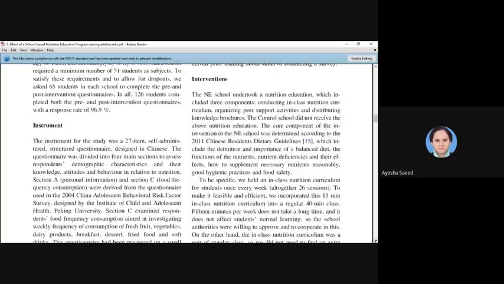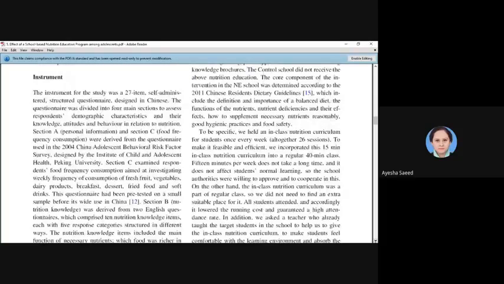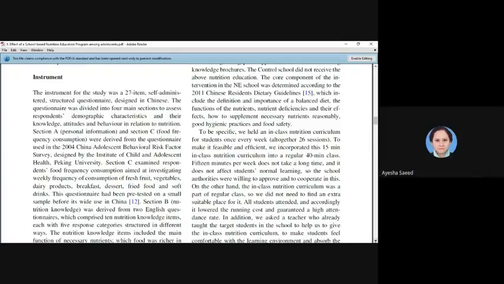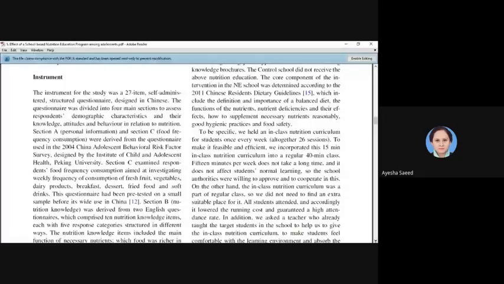The total number was 126.56 in each group. What was the instrument? The instrument for the study was a 27-item self-administered structured questionnaire designed in Chinese. So this was in local language, and self-administered means that the students could solve it themselves. It has 27 questions. It was structured.